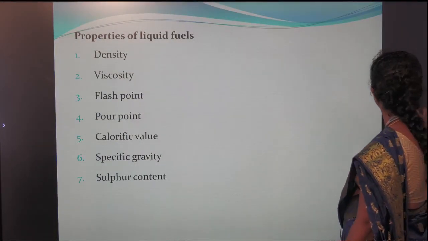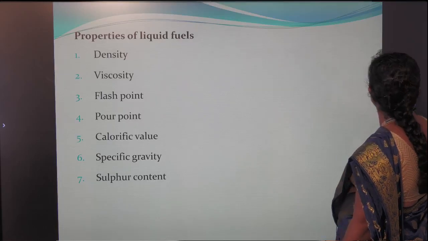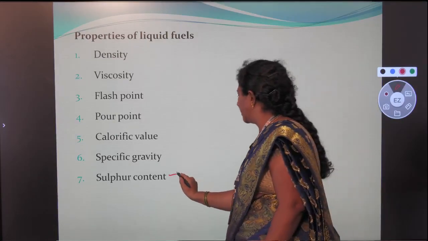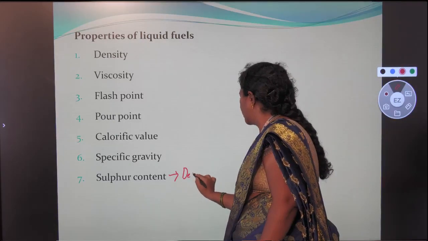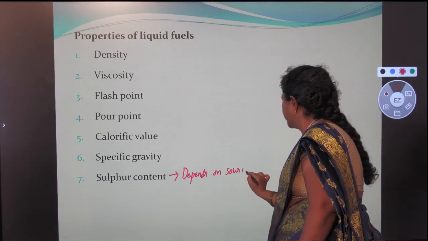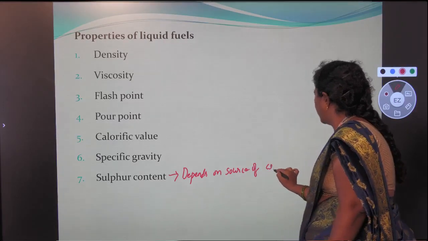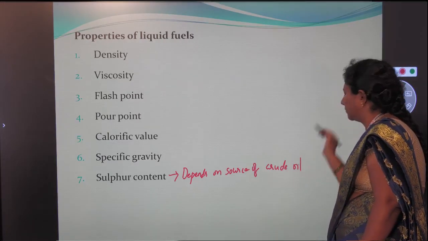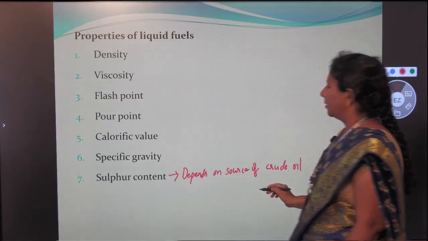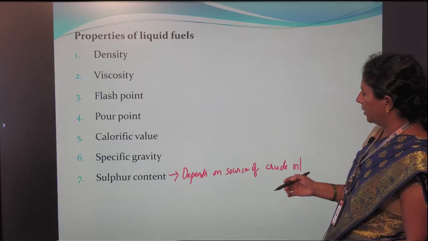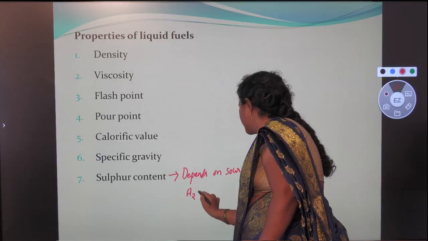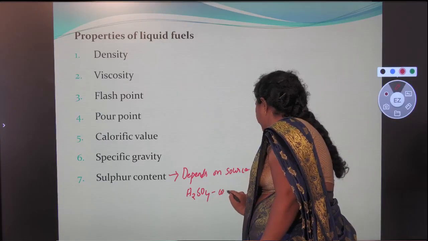Sulfur content. The amount of sulfur content depends on source of crude oil. And the presence of sulfur in the crude oil forms sulfuric acid, which corrodes the furnace.